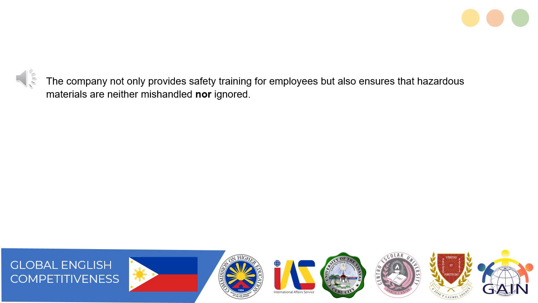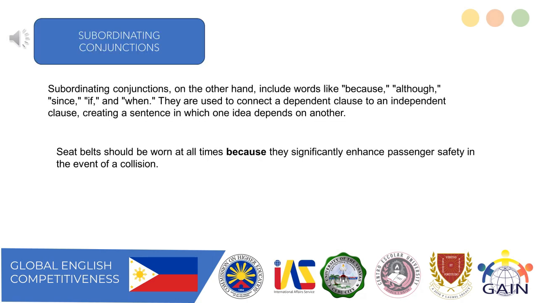What about nor? Let's see this sentence. The company not only provides safety training for employees, but also ensures that hazardous materials are neither mishandled nor ignored. In this sentence, nor helps to emphasize that both mishandling and ignoring hazardous materials are actions that the company ensures do not occur. Did you notice the difference between or and nor? Or is used for indicating choices, while nor is used for negative alternatives.